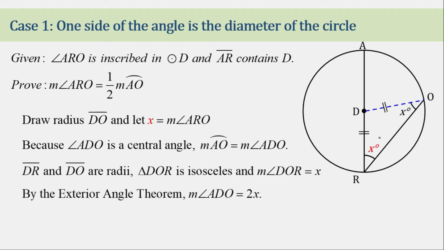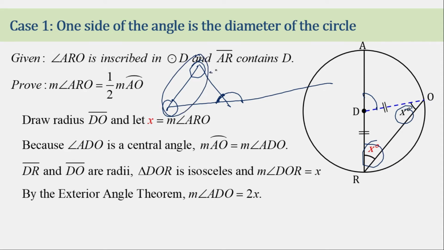Now, by the exterior angle theorem, we can say that the value of this angle ADO is equivalent to the sum of these two angles. If you have a triangle and you have a line here, the measure of this side is supplementary to this side. And the measure of this plus the measure of these two is also equal to 180 degrees. So if we add these two angles, it is equivalent to the measure of this angle.